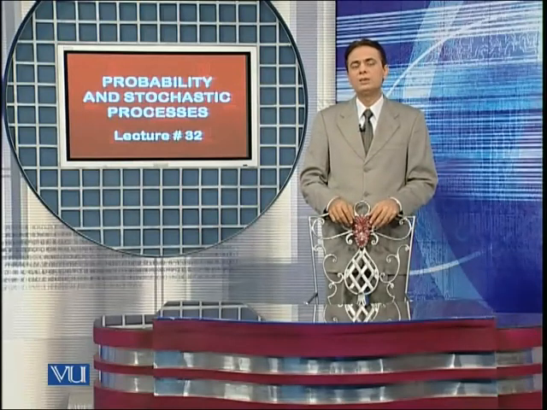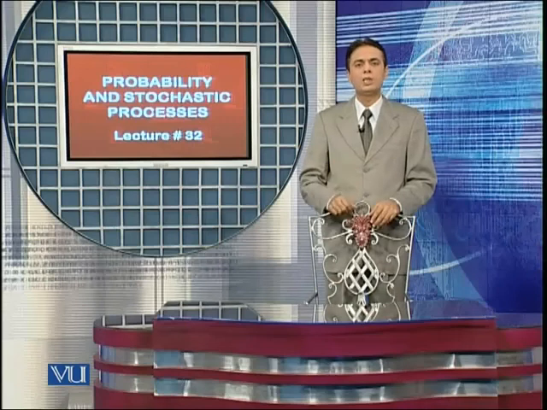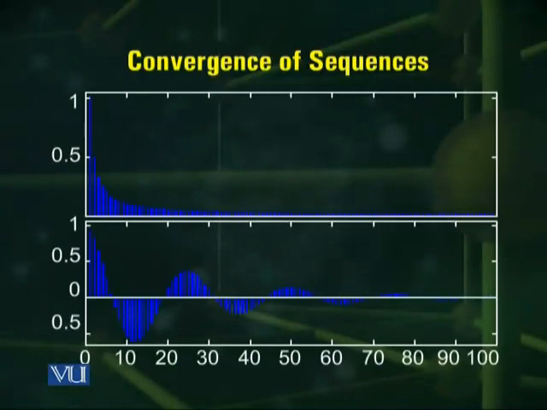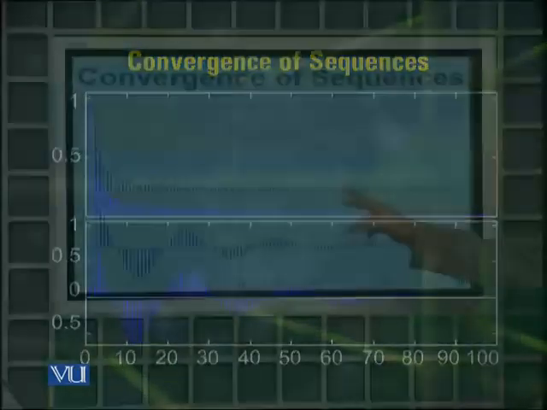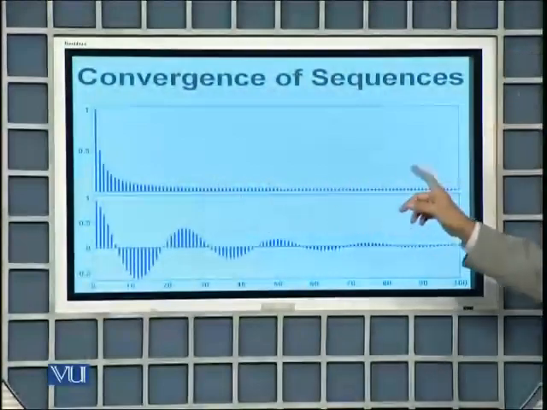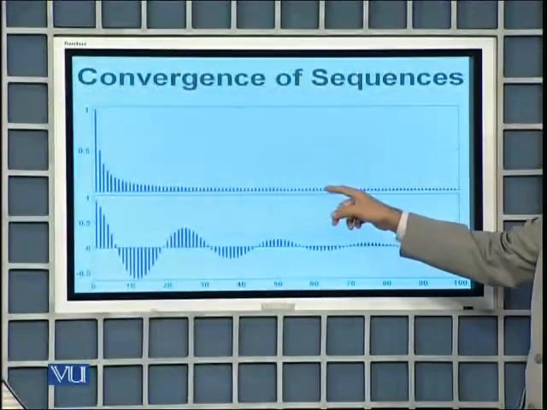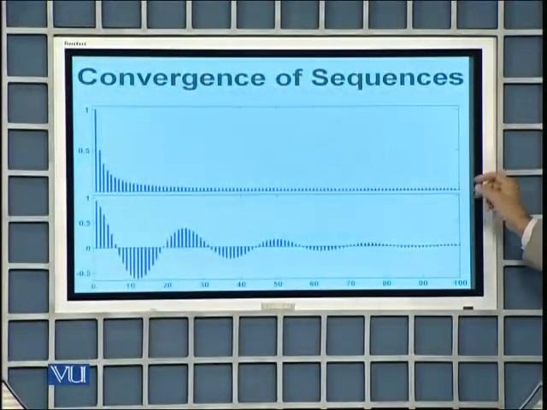In last lecture we worked with two sequences of numbers, and you can see those sequences now on your screen together. The top sequence comes from a formula xn is equal to 1 over n. So all the numbers in this sequence are positive numbers and they monotonically decrease, and as the sequence progresses the numbers become smaller and smaller.